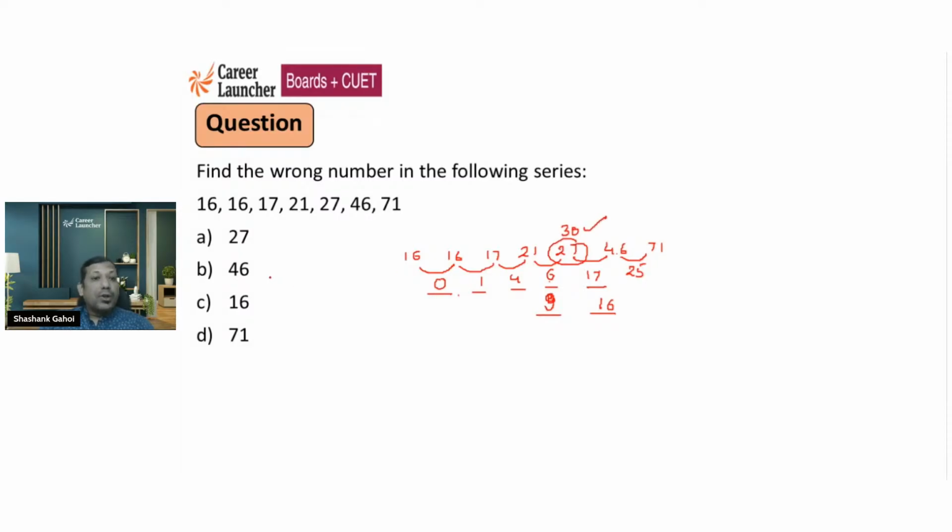So which is the wrong number over here? That is 27. Because I don't need 27, I need 30. So the answer to this question is going to be 30, not 27.